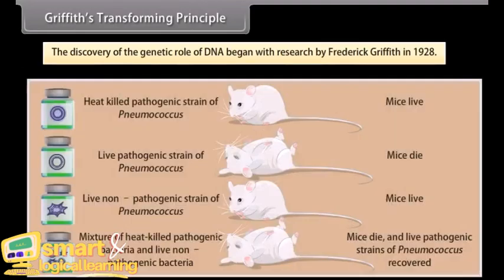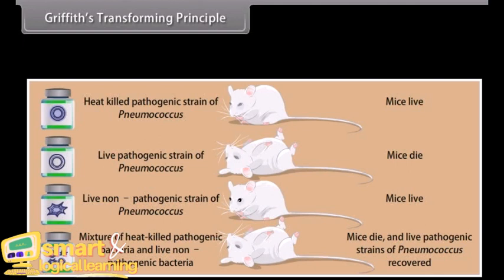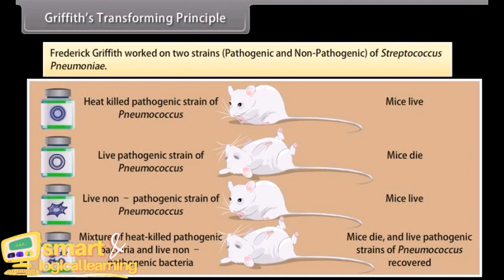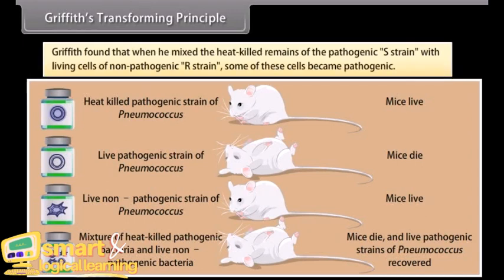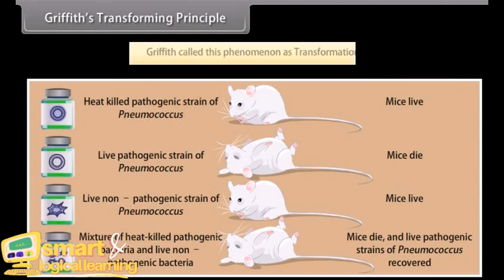Griffith's transforming principle. The discovery of the genetic role of DNA began with research by Frederick Griffith in 1928. Frederick Griffith worked on 2 strains, pathogenic and non-pathogenic, of Streptococcus pneumoniae. Griffith found that when he mixed the heat-killed remains of the pathogenic S strain with living cells of non-pathogenic R strain, some of these cells became pathogenic. Griffith called this phenomenon transformation.